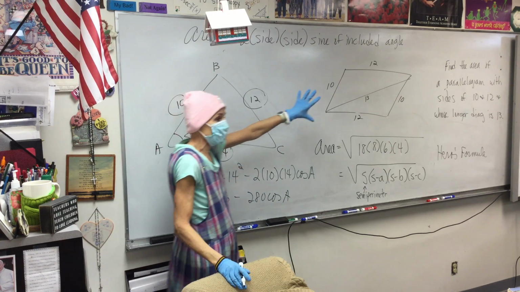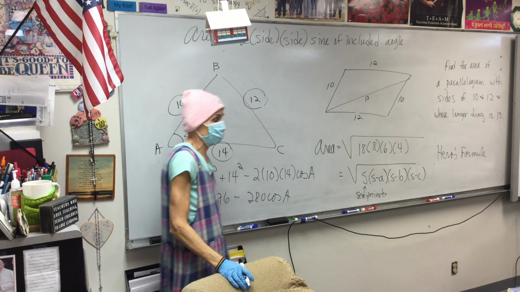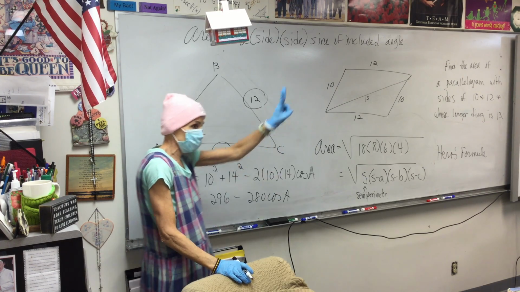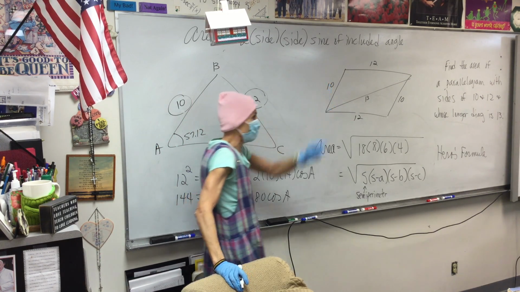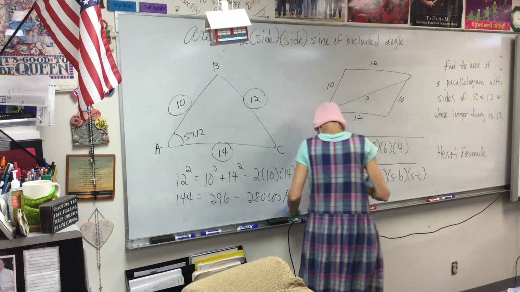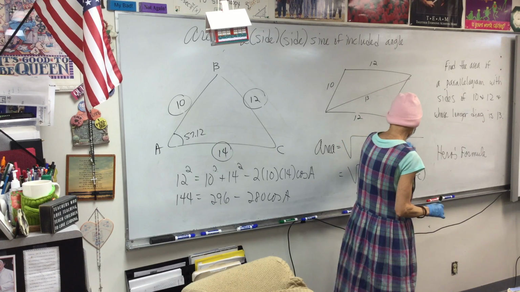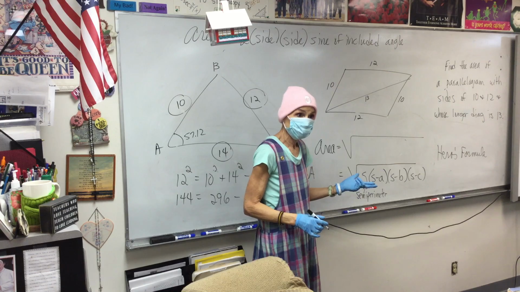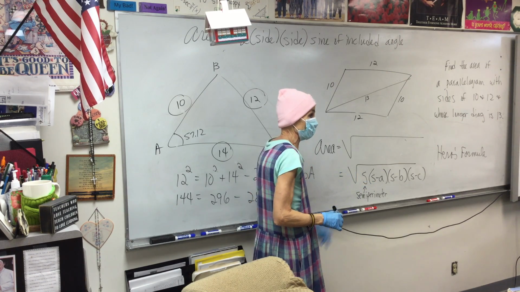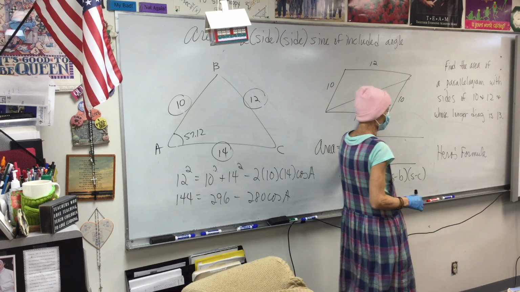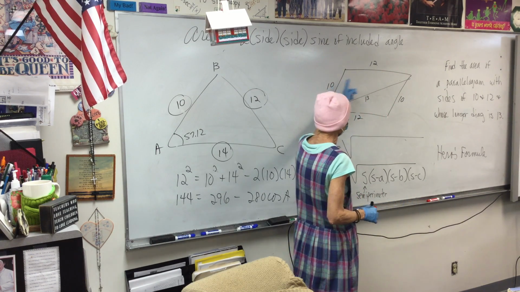12. Now we want to find the area of that parallelogram. But it's two triangles, right? Yeah. So if we can find the area of this triangle, which we should be able to do, we'll double it and have the area of the parallelogram. So here we go. What's my perimeter? Remember, you're doing the triangle. What's my perimeter?